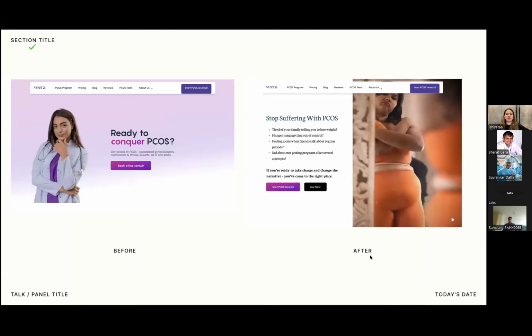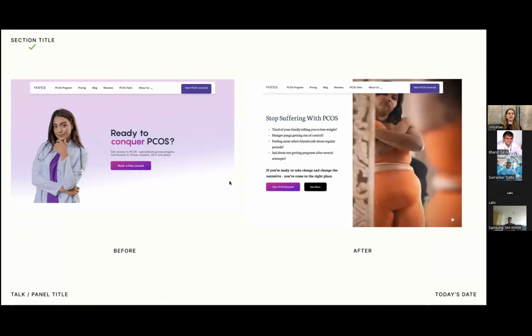So this is for one of the brands that we were working with. It's called Vera Health, and Vera Health does PCOS subscription plans for women. This is their first fold when we found it, which said, "Ready to conquer PCOS? Get access to PCOS specialized gynecologists, nutritionists, fitness experts, all in one place."